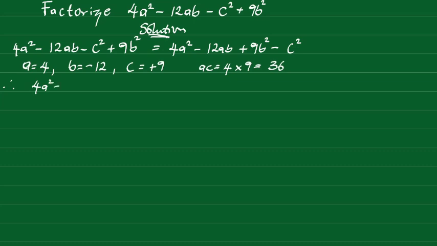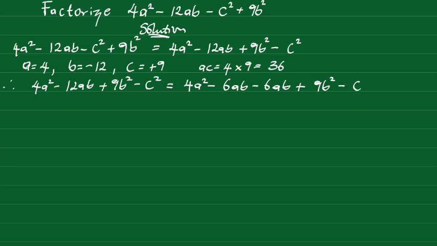Therefore, 4a squared minus 12ab plus 9b squared minus c squared will be equal to 4a squared minus 6ab minus 6ab plus 9b squared minus c squared. Minus 6ab minus 6ab takes the place of minus 12ab.